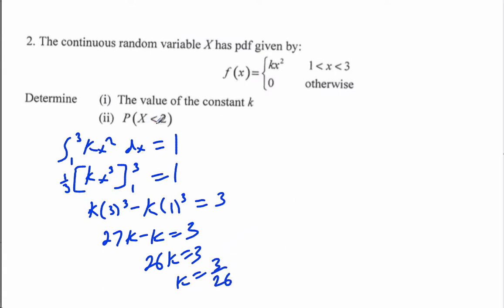Next, find the probability that x is less than 2. So we have to do the integral from 1 to 2 of, I'll put the k outside, x squared, right?